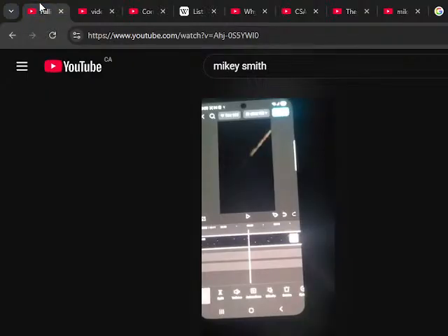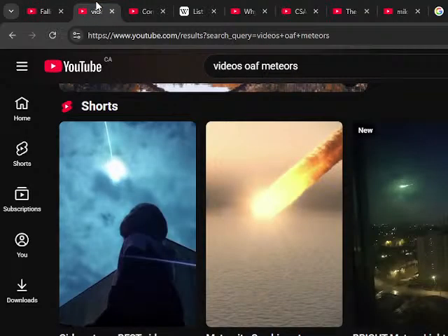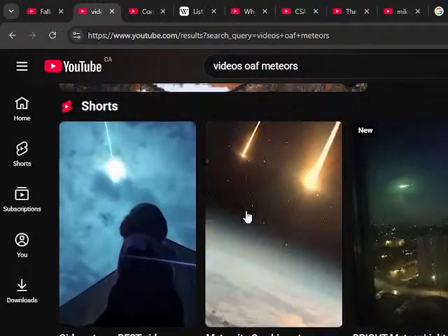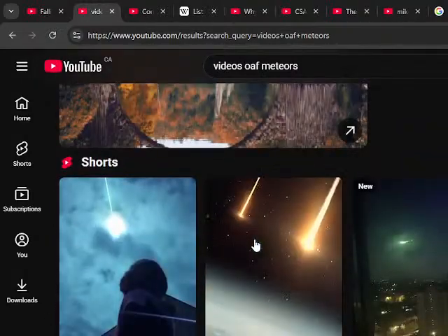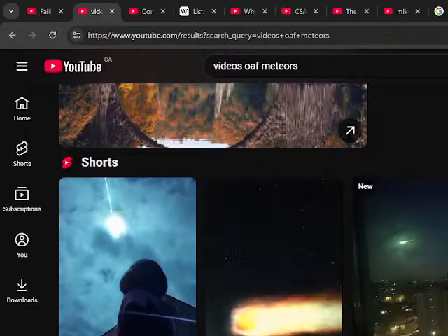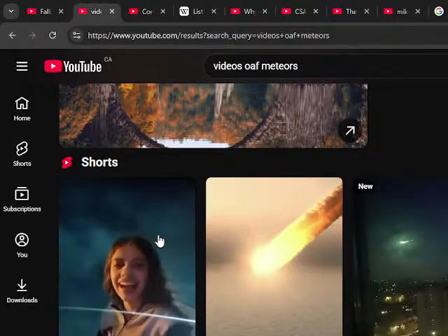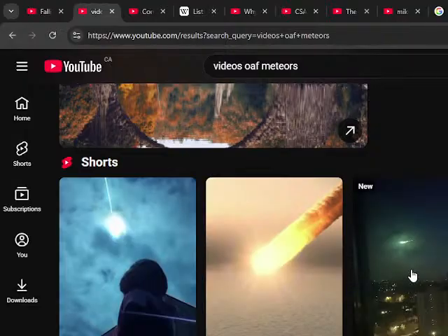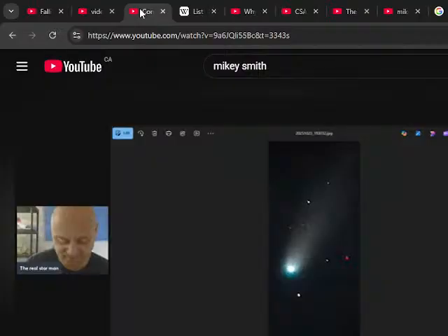So okay, and let's see, these are other people's meteors falling. So you can see there's plenty of footage of meteors falling down through the sky. I don't know, that looks more like special effects. But now we're going to move on to Comet Lemmon and his view of Comet Lemmon.